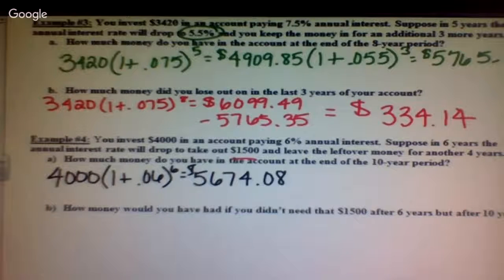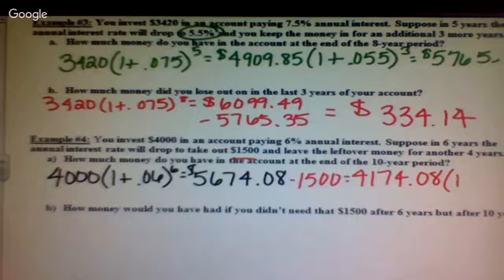Okay, so now at the end of 6 years, it says we're taking out $1,500. So we've got to take away that $1,500. How much money do I have left then? $4,174.01. Okay, this amount of money is going to stay and work another 4 years through.